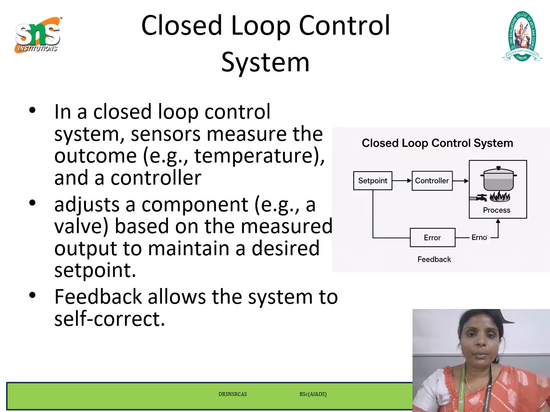The controller receives this feedback and compares it to the desired set point, which represents the ideal or target value. If there is any discrepancy between the measured output and the set point, the controller adjusts system components such as a valve, motor, or heating element to correct the error. The adjustment ensures that the system self-corrects, bringing the output back in line with the desired value. The feedback loop creates a dynamic process where the system continuously adapts to changes, maintaining stability and precision over time. This type of control system is widely used in applications including temperature regulation, speed control in robotics, and even modern heating and cooling systems.